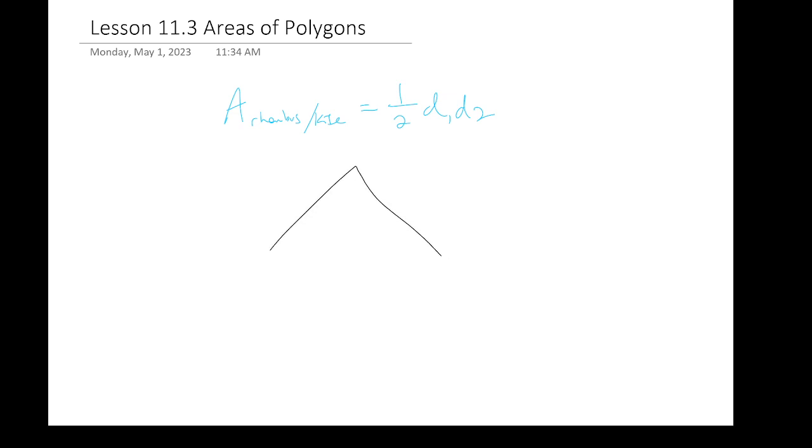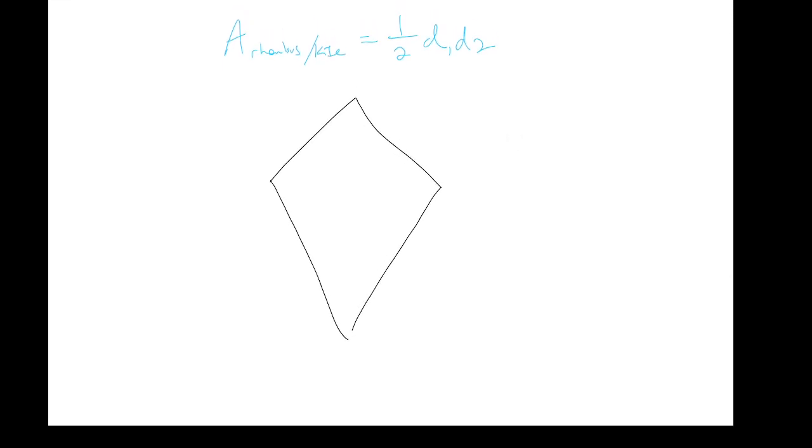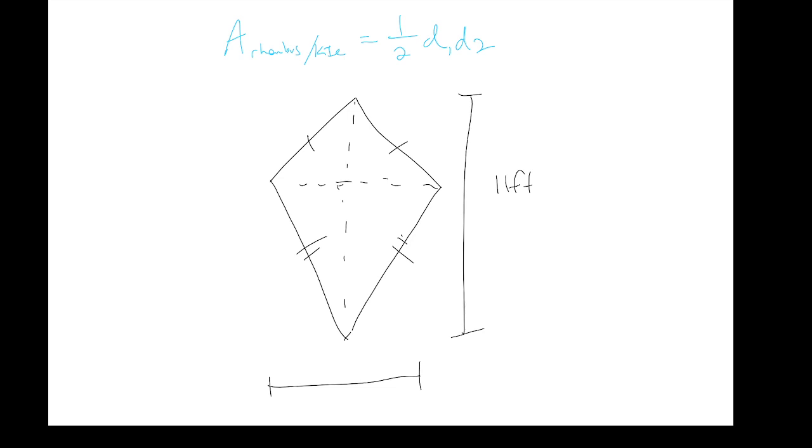I'm going to draw a kite. Remember what a kite is? Kite is going to have a pair of congruent sides that are going to be adjacent. All right. So here we go. Remember, this is just one of those other facts about it is that those diagonals are perpendicular. If we're going to find the area, what we're given in this problem is that this length here is 11 feet, and this horizontal length right here is 5 feet.